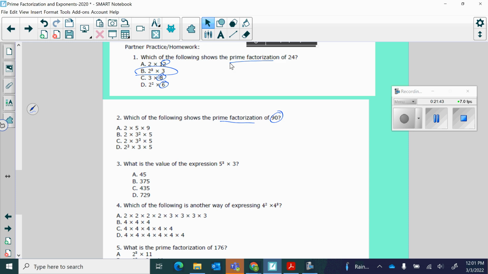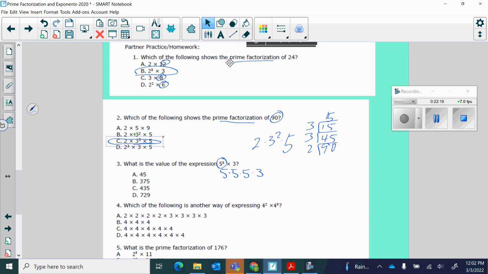Okay, prime factorization for 90. If I start at 90, I can divide that by 2 is 45. 3 is 15. Guys, please stop talking. 3 is 5, so I have 2 times 3 to the second power times 5. 2, 3 to the second power, 5 is answer C. Number 3, expression of 5 to the third power. So that's 5 times 5 times 5. It may help you to write this out. It was B.